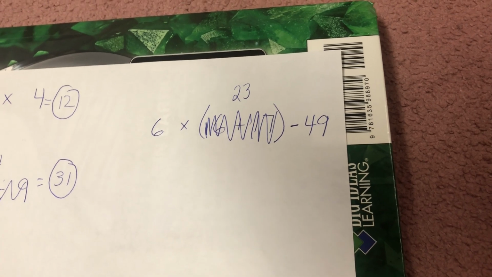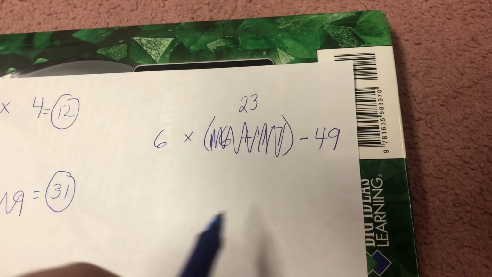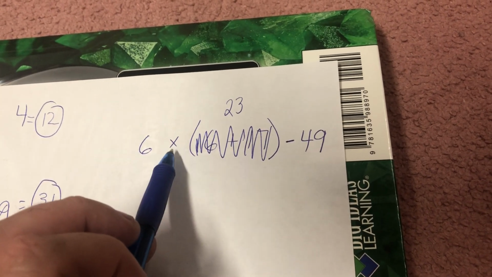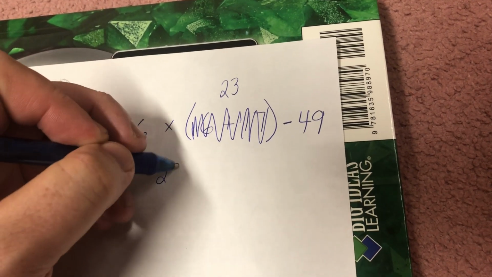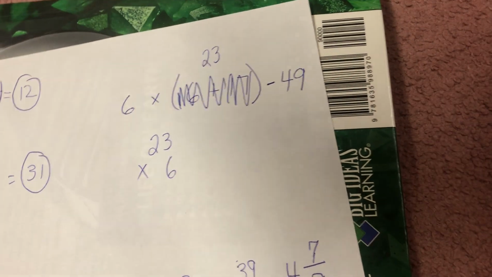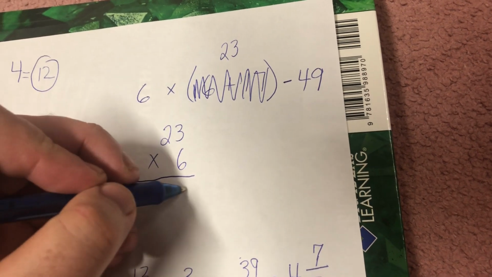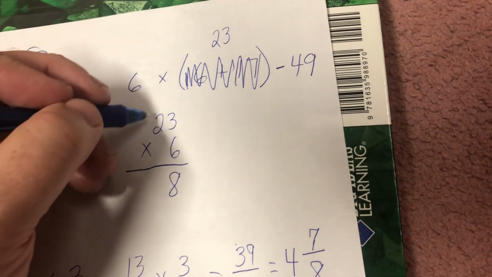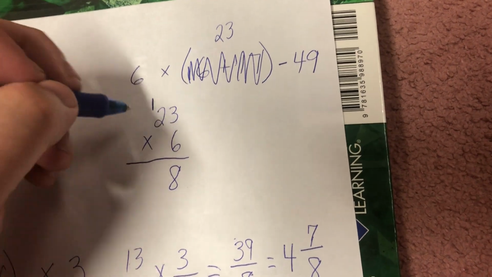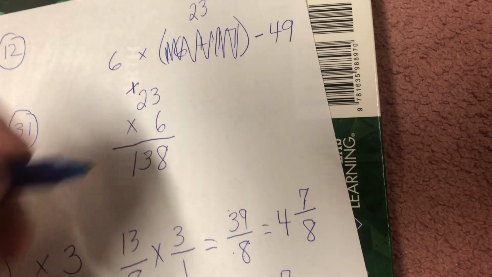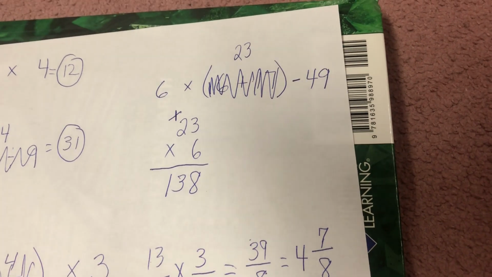After I clear parentheses, I clear the exponents. There's no exponents. Then I'm going to do multiplying and dividing left to right. Well, my first operation sign is a multiplication sign. So it's 6 times 23. So the first thing I'm going to do is 23 times 6. Just going to have to do a little multiplication. 6 times 3 is 18. Put the 8 down. Carry the 1. 6 times 2 is 12. Plus the 1 is 13. I get 138. So 6 times 23 is 138.